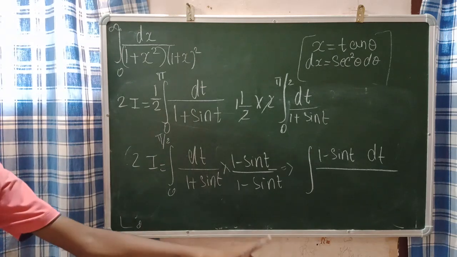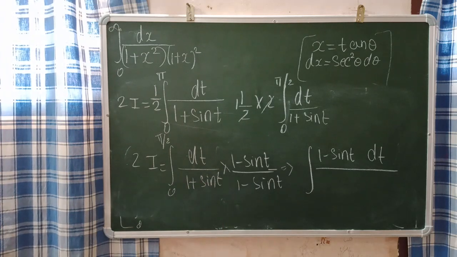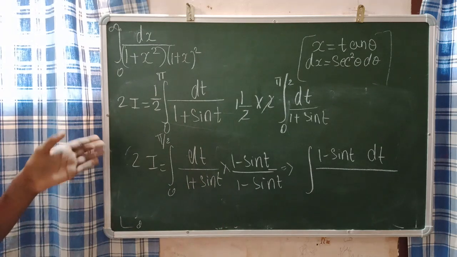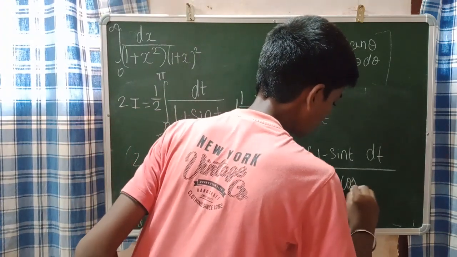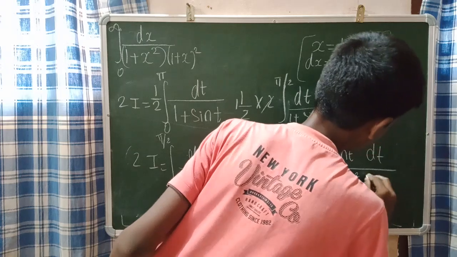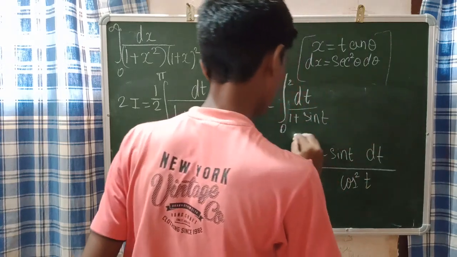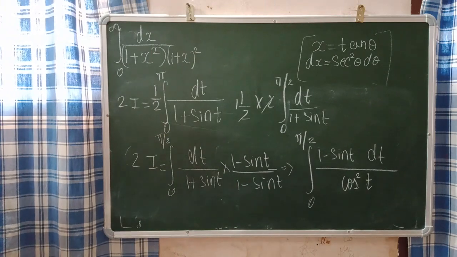How? A plus b into a minus b is a square minus b square. So that is 1 square minus sin square t. 1 square minus sin square t is 1 minus sin square t, and 1 minus sin square t is cos square t, not theta, t, from 0 to pi by 2. How is 1 minus sin square t cos square t?